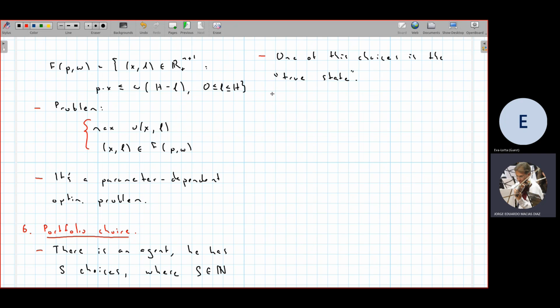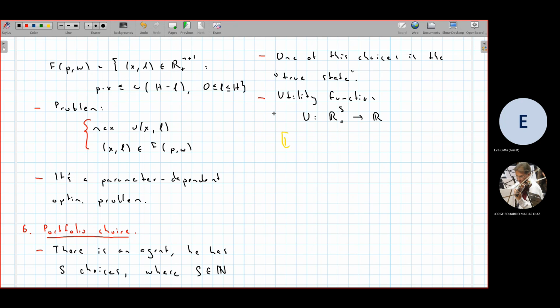We're going to have also a utility function, which I'm going to represent by capital U. So it's going to be again a real function, and the domain is R plus to the S. So remember, R plus to the S in this case is R plus cross R plus cross R plus, and this is done S number of times.